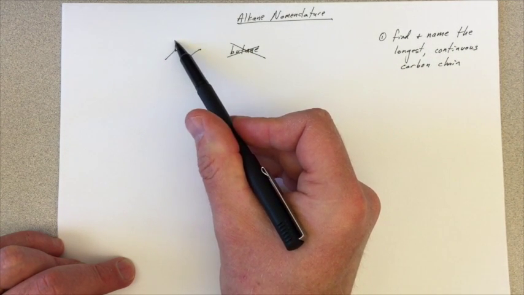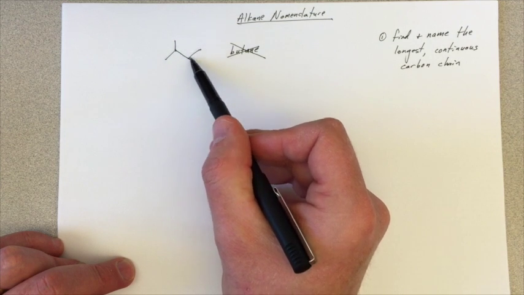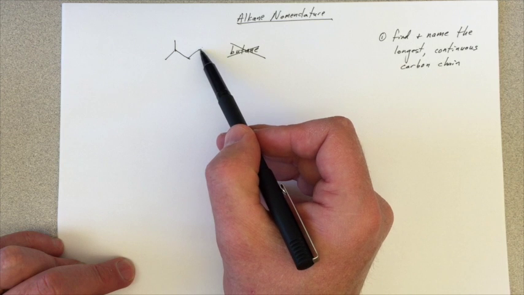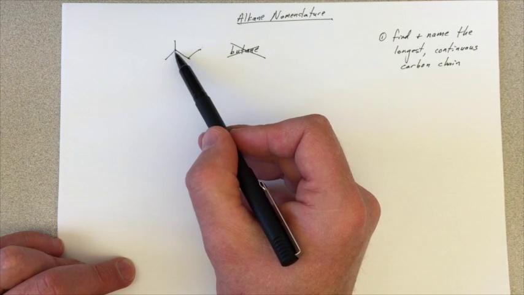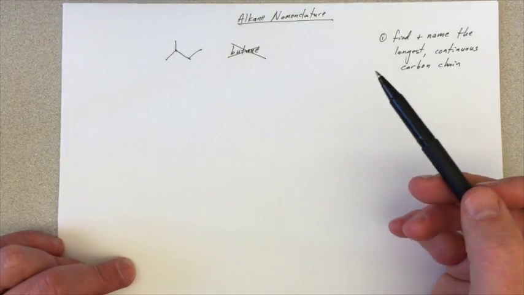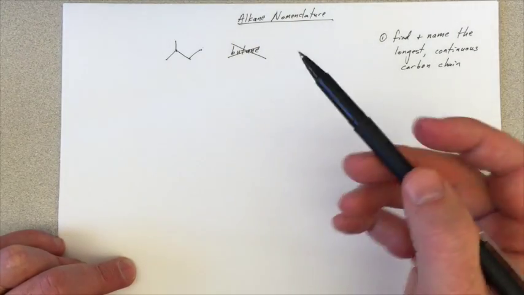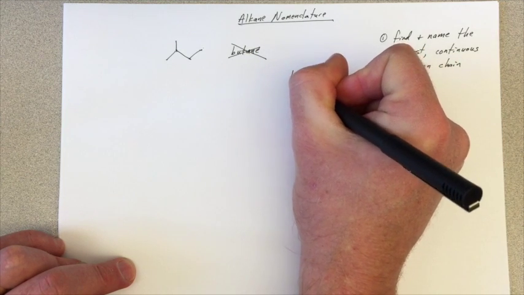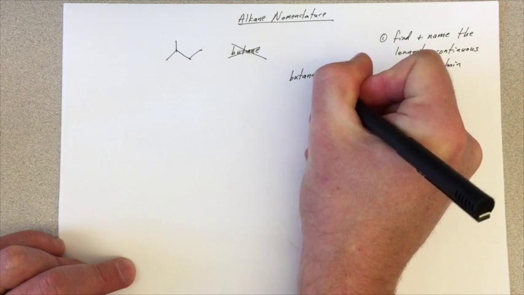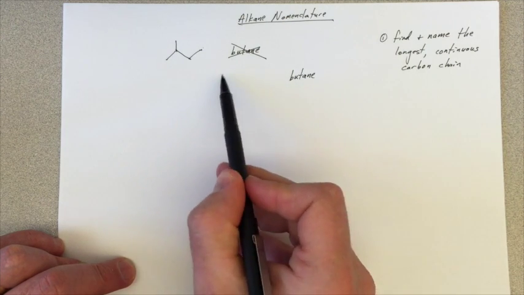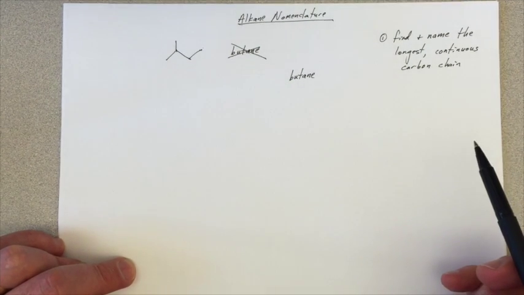1, 2, 3, or 1, 2, 3, 4. 4 is longer than 3, so we're going to do that. You could also imagine going backwards. 1, 2, 3, 4. So we got some choices of how to name this, but definitely our longest carbon chain is going to be 4, and so this is going to be some sort of butane. So I'm going to write butane, and I'm going to write it on the right side of this because I'm going to have to put some stuff in front of it.